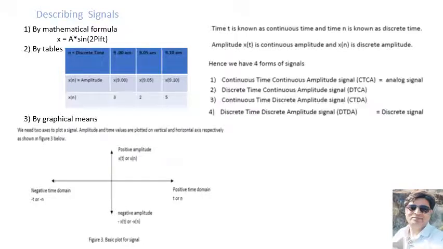Based on these values we have four types of signals now. First one, continuous time, continuous amplitude signal, is called an analog signal. Second one is a discrete time, continuous amplitude signal. Third one, continuous time, discrete amplitude signal, and the last one is a discrete time, discrete amplitude signal. This type of signal is also called a discrete signal.